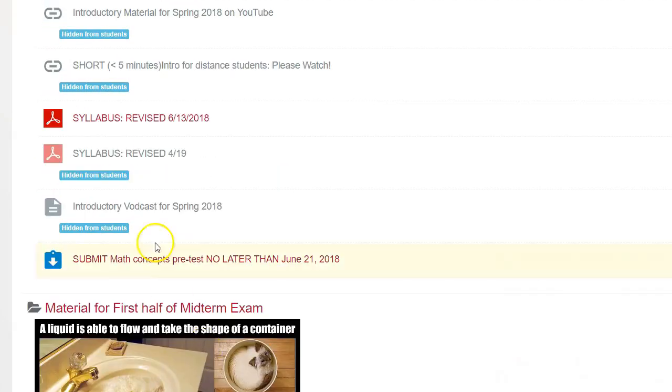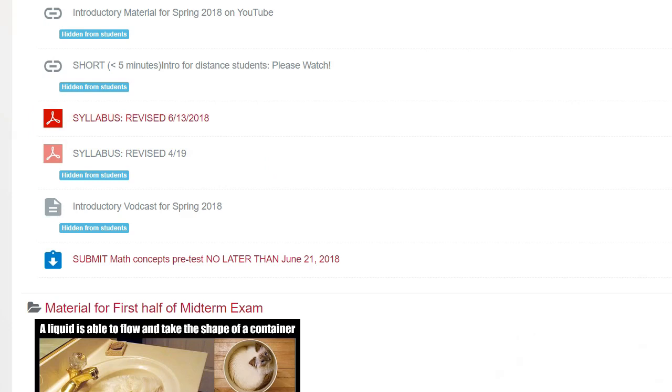All right, so the first element you'll see as you scroll down on Moodle is the syllabus. I've revised this today. Our class doesn't officially start until the 18th, which is next Monday. Today is Wednesday, the 13th, but I did get permission from the instructional technology people to present this material and open the Moodle page early.